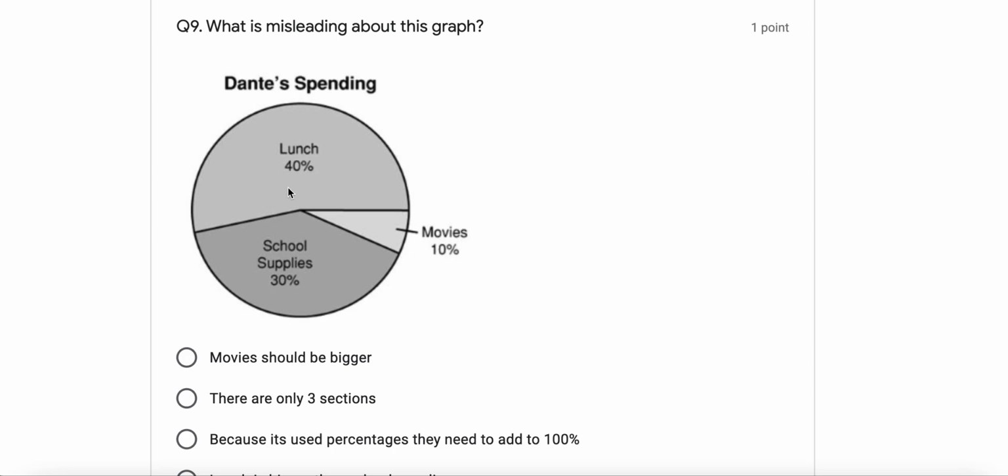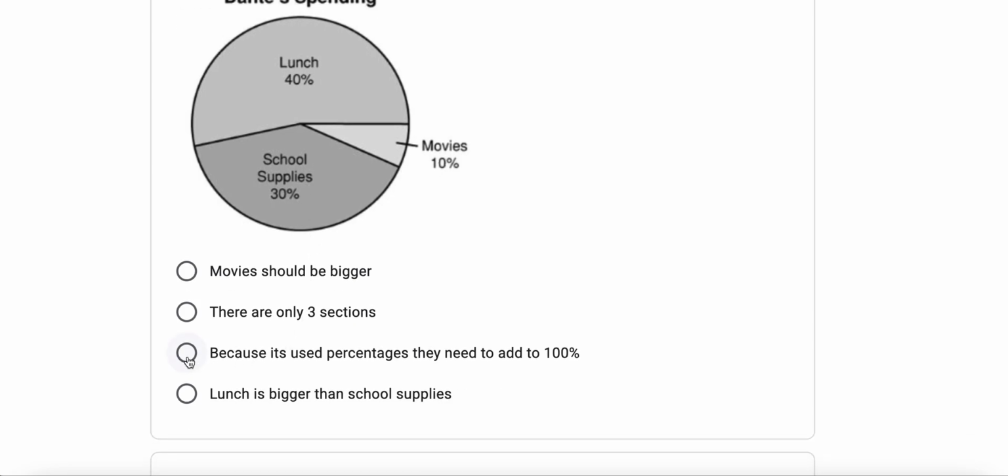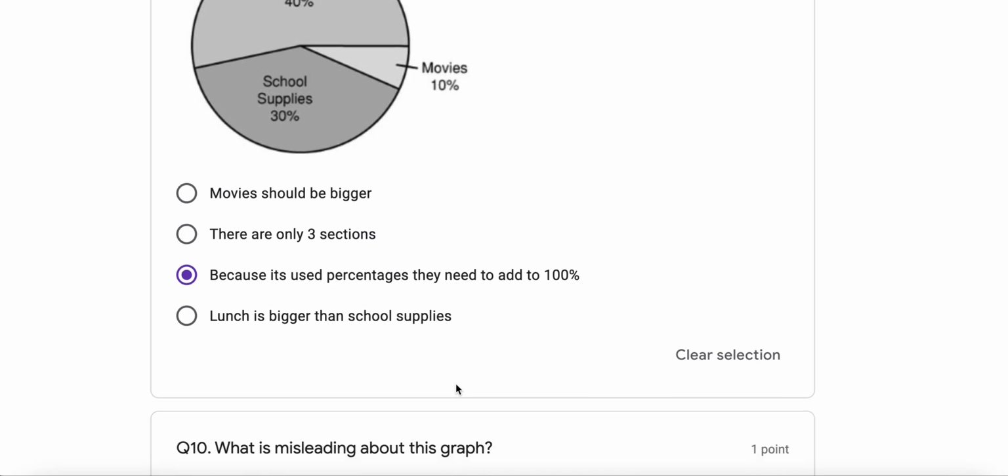If we add them up, the percentages are all going to be out of whack. So we've got 40% here, 30% there, so that's 70%. And then 10% here, so that should be 80%. But a sector graph should show you 100%, but it only adds up to 80. So if it's used percentages, they need to add to 100%, but they don't.